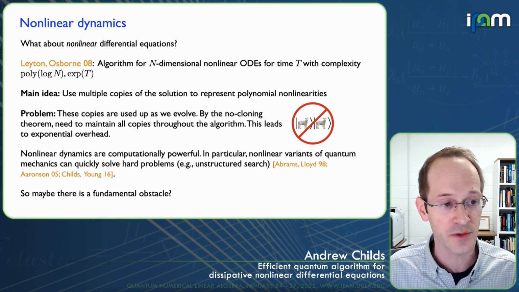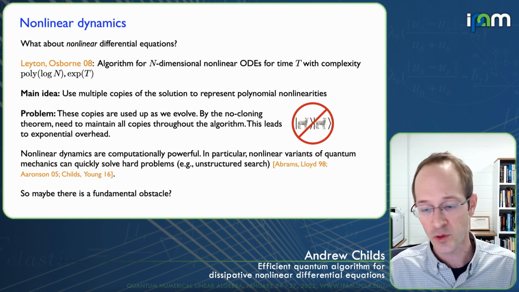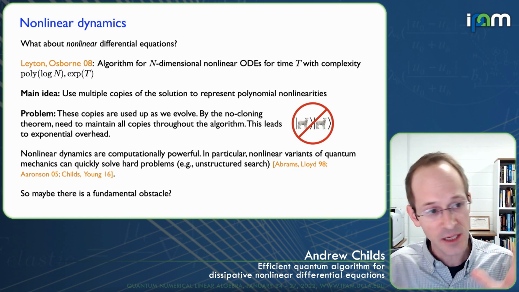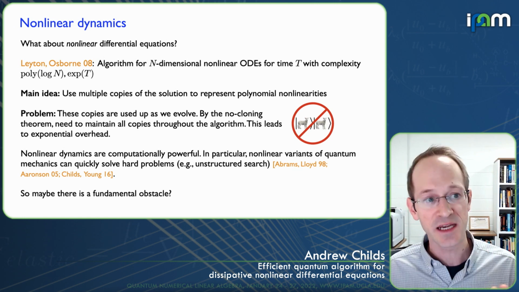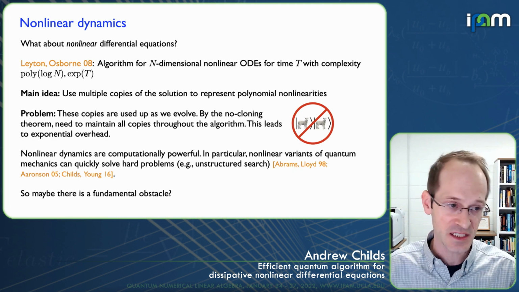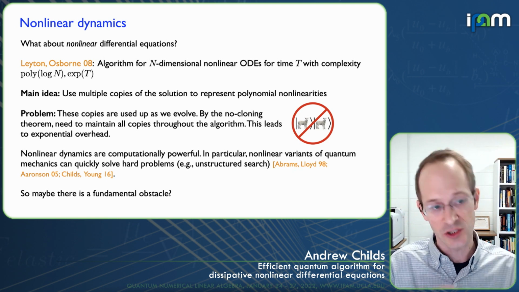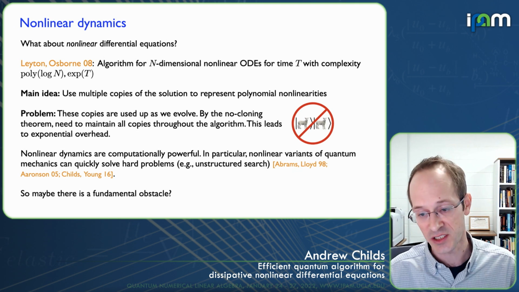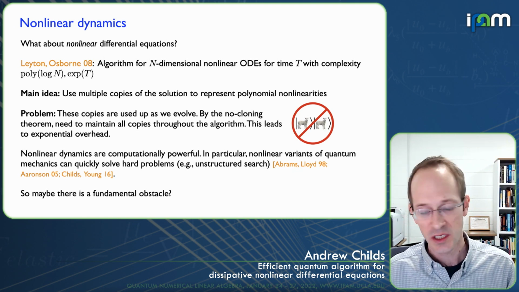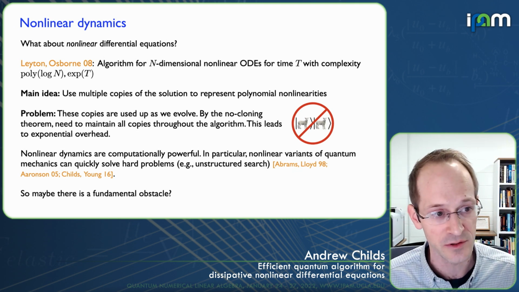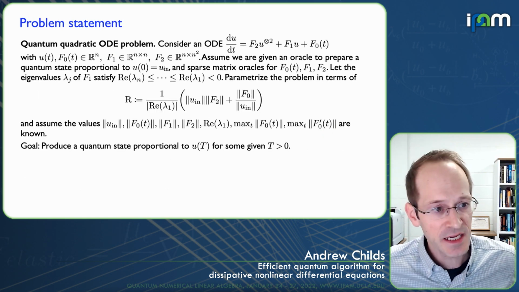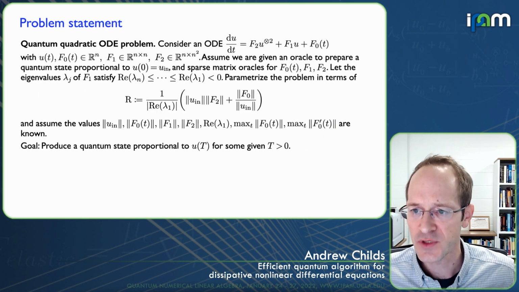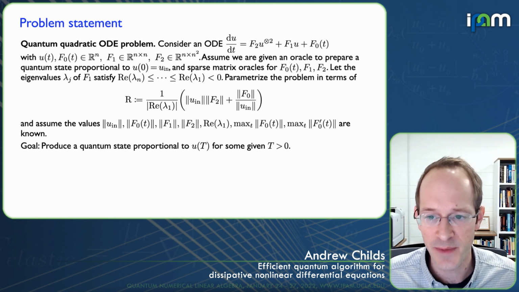And so this is what I want to tell you about: through this work, we identified a subset of all the possible nonlinear dynamics where we actually can give an efficient algorithm. By identifying some parameter that characterizes whether we're in a regime where we can keep things under control, we're able to give an efficient algorithm in some cases. Okay. So here is a perhaps overly detailed description of the problem as we solve it.